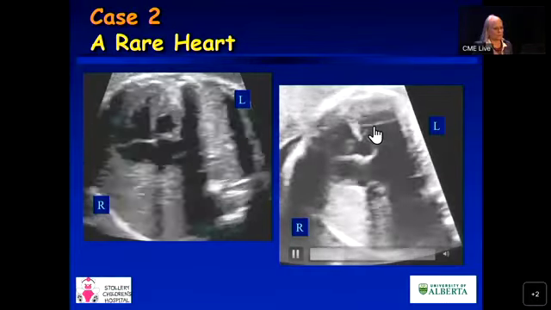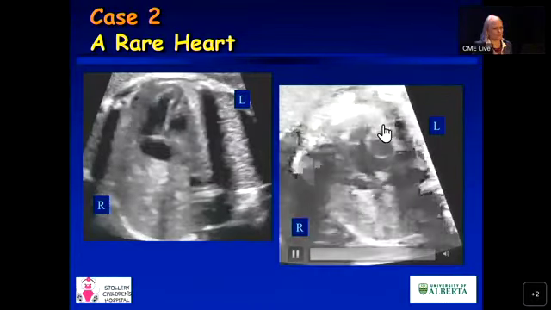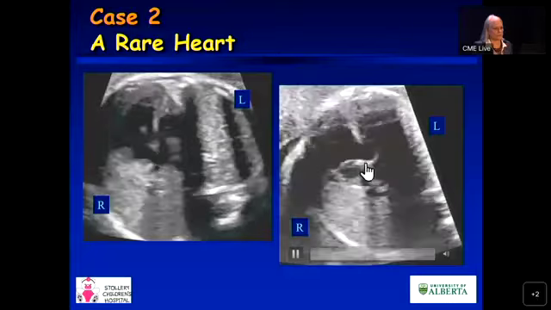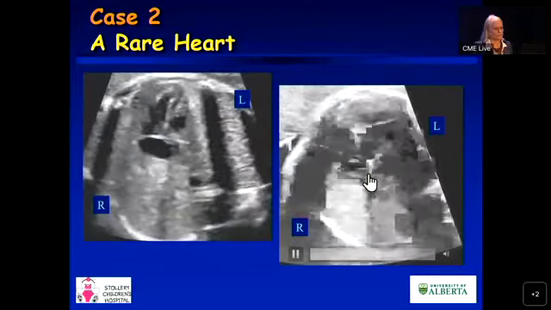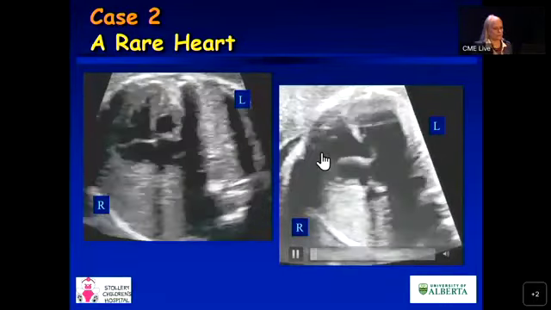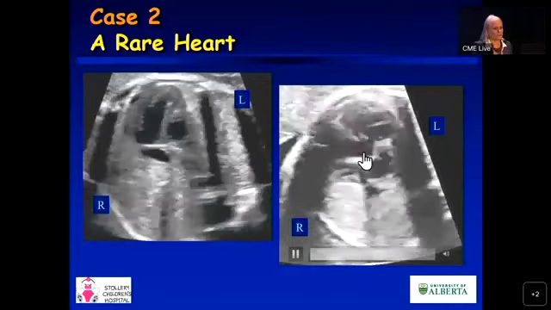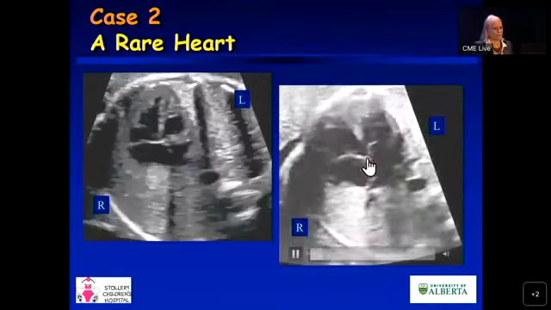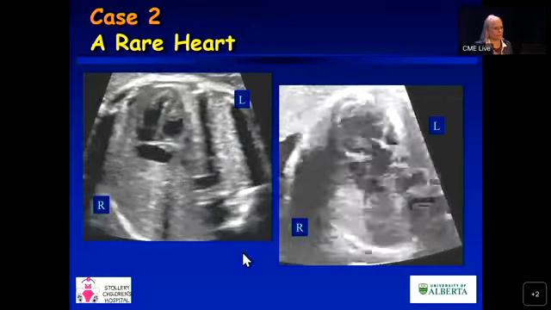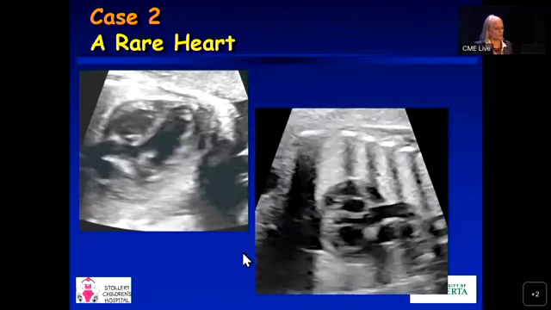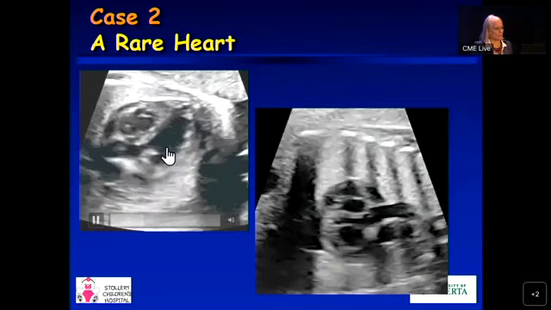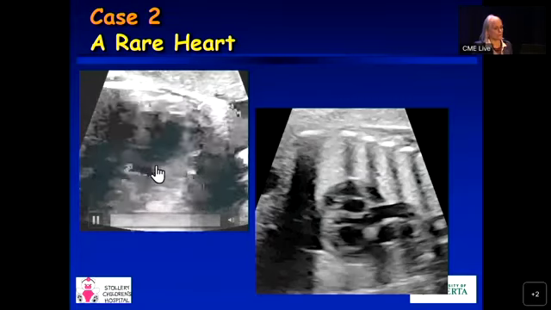But this ventricle, which is on the left ventricular side and looks like a right ventricle, is giving rise to this vessel. And then the ventricle on this side is giving rise to the other. That's just a short axis. So we'll have some more images, and I have some postnatal images. So this is the right-sided ventricle.